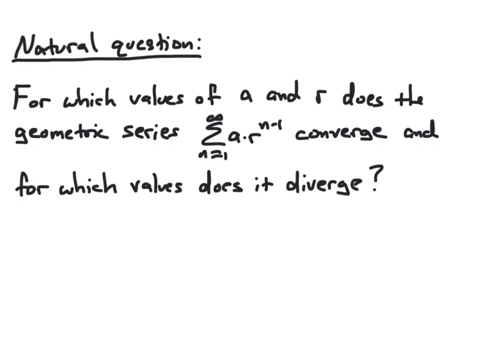Since geometric series are defined by two numbers, the initial value a and the ratio r, we're led to the following natural question. For which values of a and r does the geometric series n equal 1 to infinity of a times r to the n minus 1 converge, and for which values does it diverge? In a perfect world, we'd like to be able to answer this question in such a way that by simply looking at our geometric series and determining the values of a and r, we'll be able to easily determine whether the series converges or diverges. And it turns out that for geometric series, this is possible.